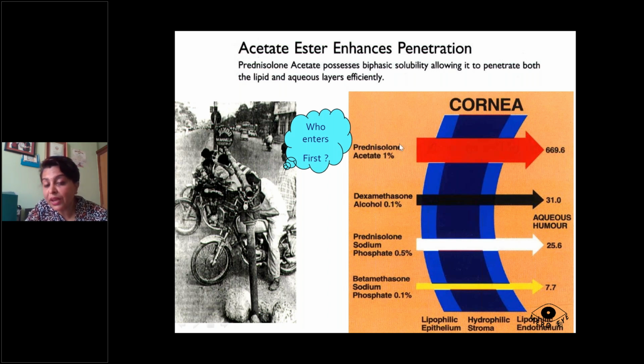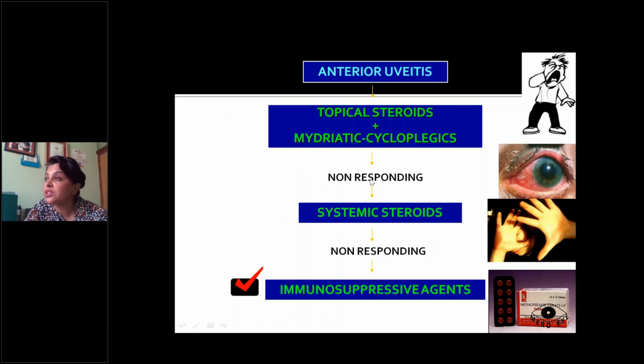We can see that the penetration of prednisolone acetate is far higher and better in comparison with dexamethasone and betamethasone. That's why this is the preferred drug if it is a case of severe uveitis. Even in anterior uveitis, sometimes you may need to go ahead stepwise with the immunosuppressive drugs, and these are usually given in cases of B27 uveitis patients, where you have to go for side by side management with methotrexate.